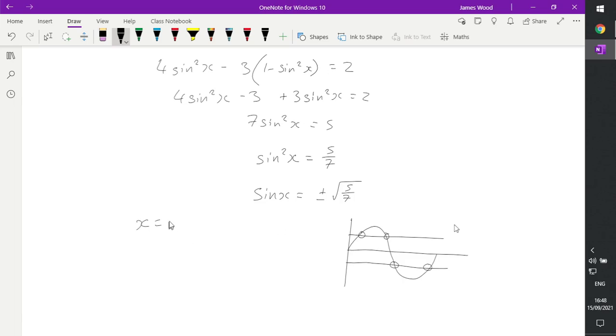That gives me 57.6. So that's this first solution here. To find the next one, I'm going to do 180 minus that. So it gives me 122.3.